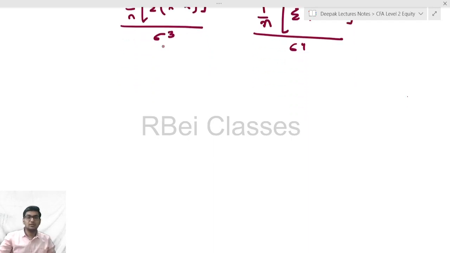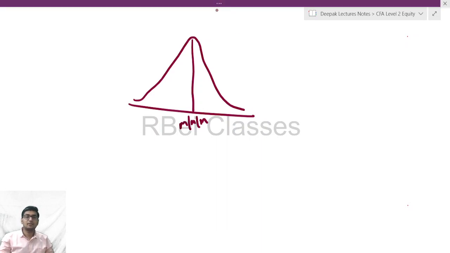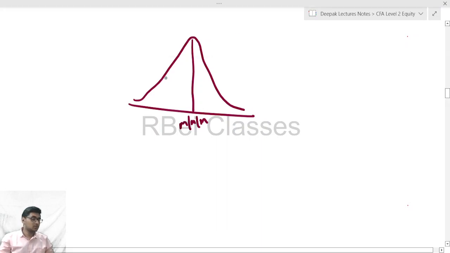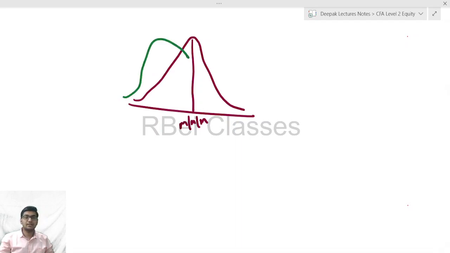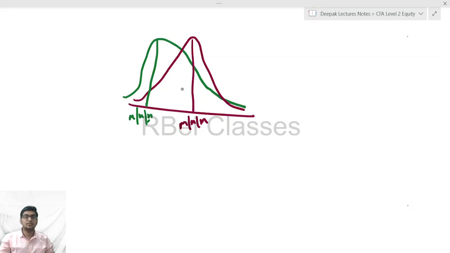So now if we see the normal distribution, it will be like this. The mean, median and mode all lie over here. Clear? But if I see a positive skewness, it will be somewhat like this. Its mean, median and mode will be on the positive side. Clear? And what about negative skewness? Negative skewness will be like this.